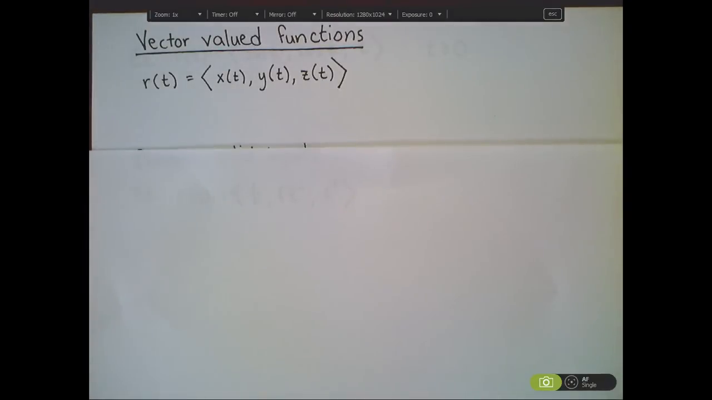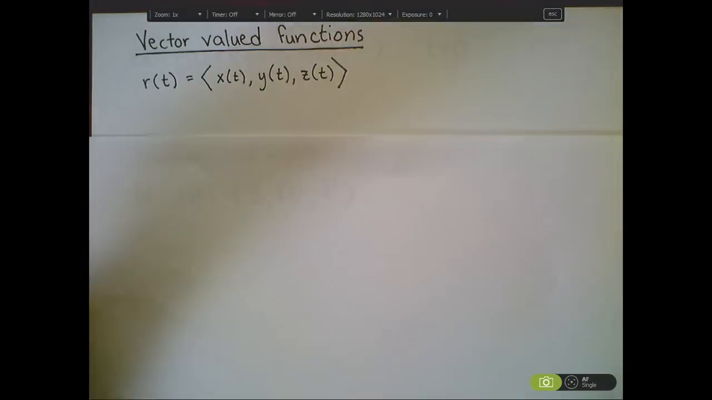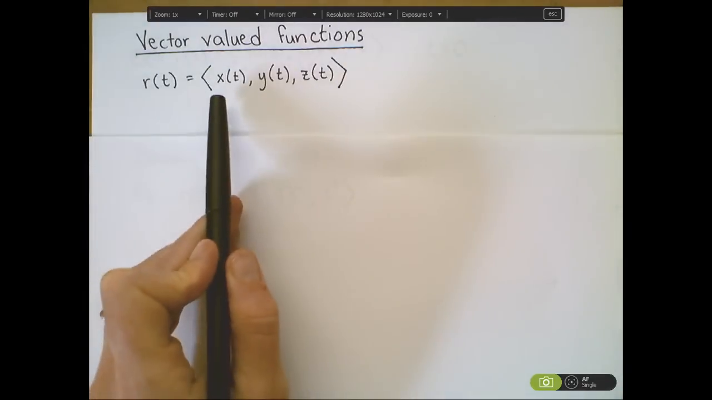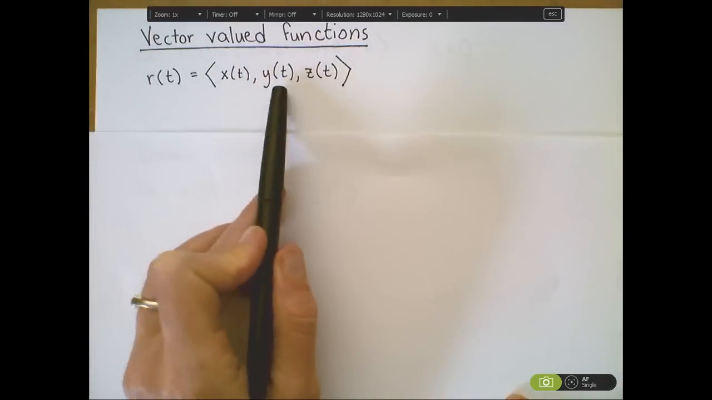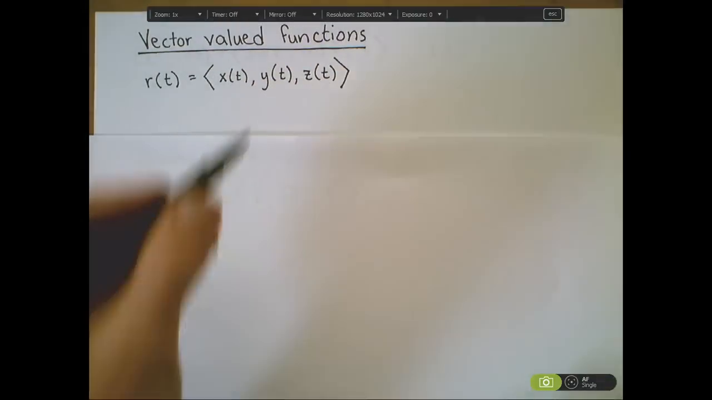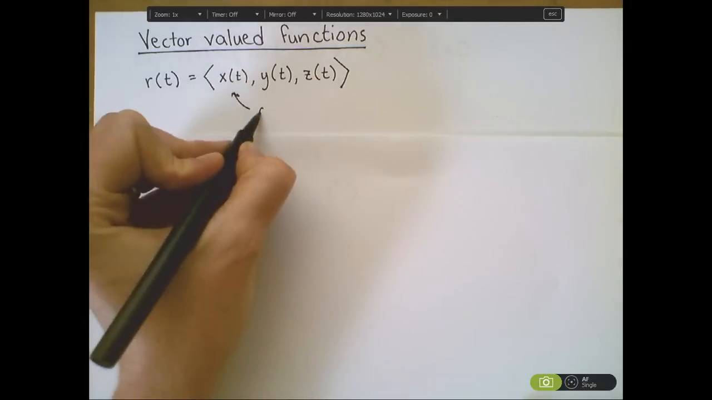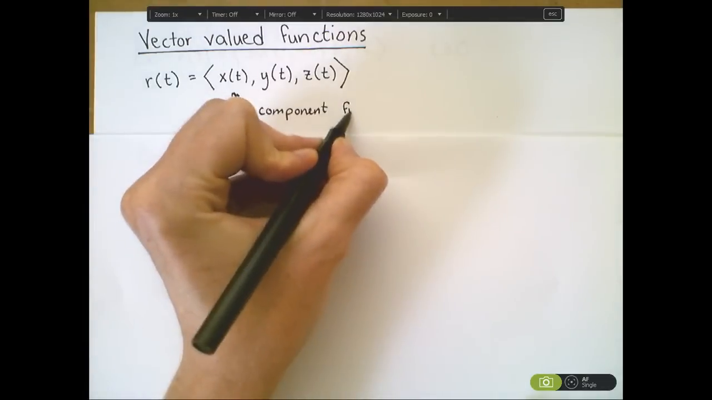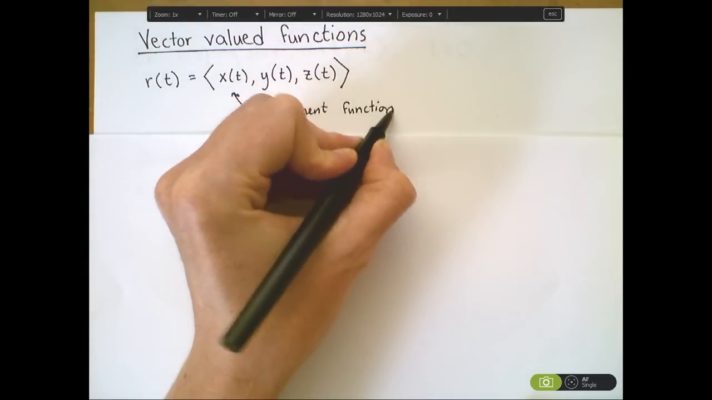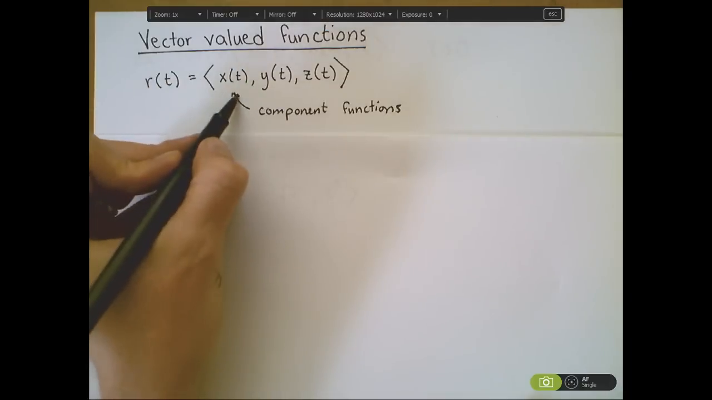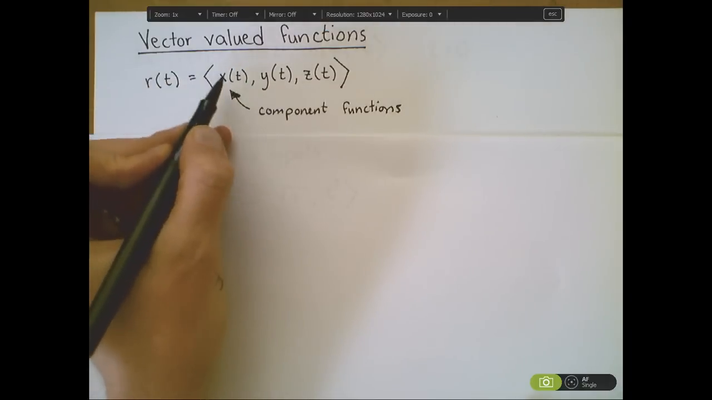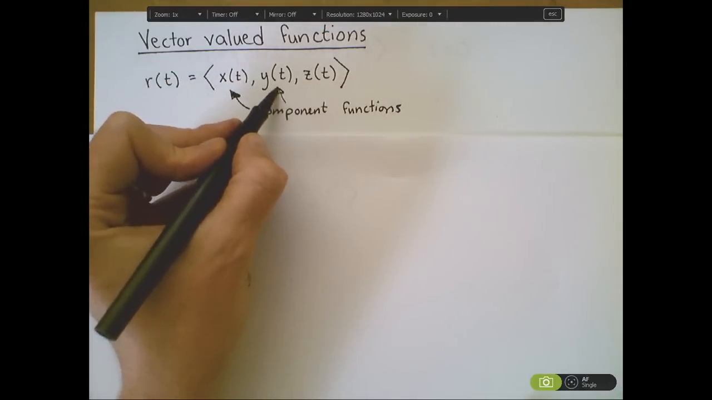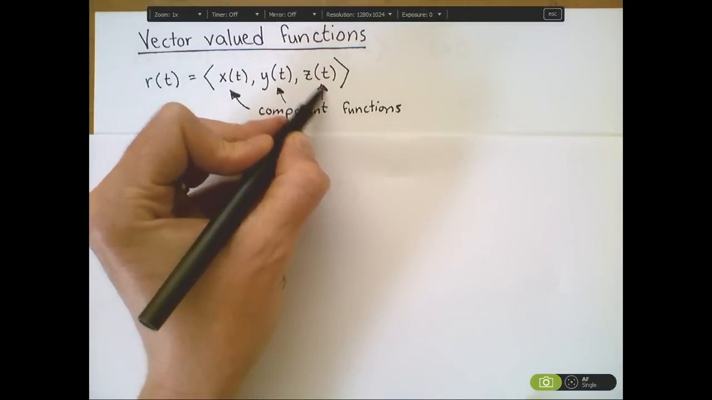let's look at how we write the notation for a vector valued function. Typically, we use the notation r of t, and it's given by x of t, y of t, z of t. So each of these are called component functions. And really, it's just a function for what's going on for the x-coordinate, what's going on in the y-coordinate, and what's going on in the z-coordinate.